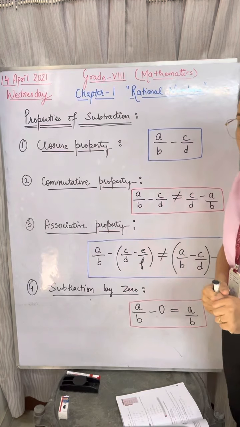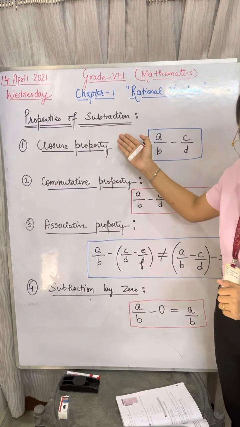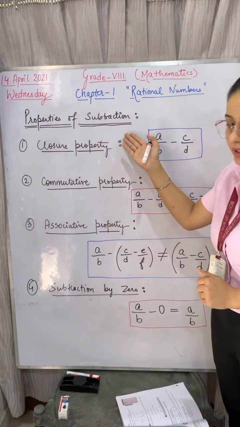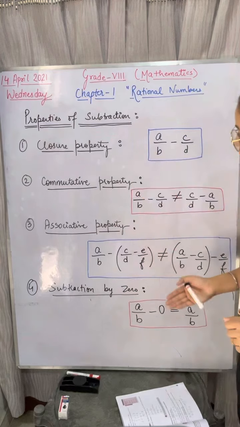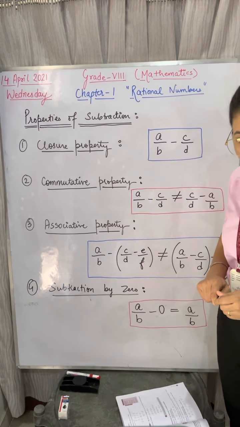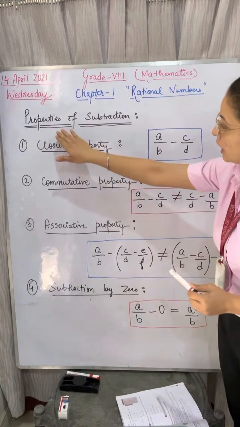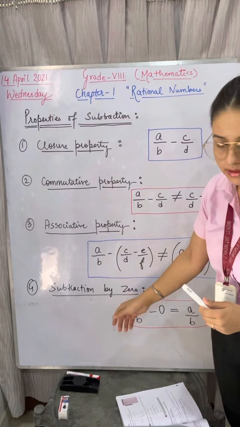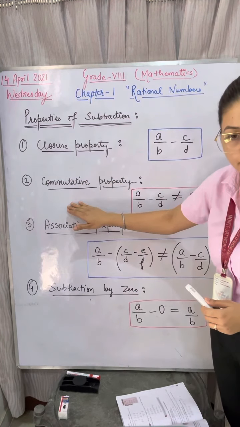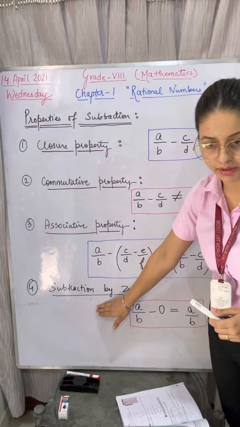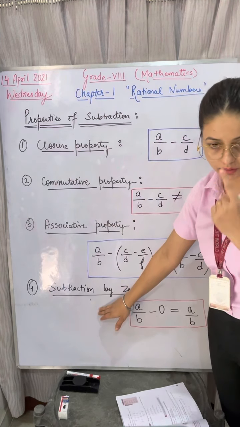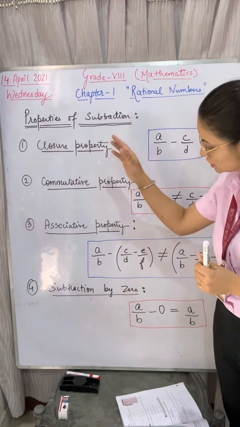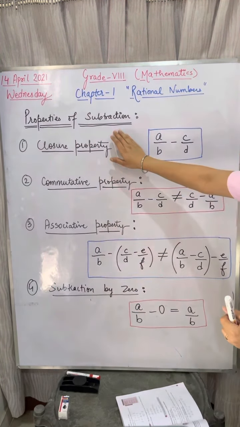Yesterday we have discussed some properties of addition of rational numbers, right? So today we are going to discuss properties of subtraction, with the questions of exercise 1B. In the addition properties we discussed closure property, commutative property, associative property, and addition property, where additive identity and additive inverse were there. So today we'll discuss these four properties of subtraction.